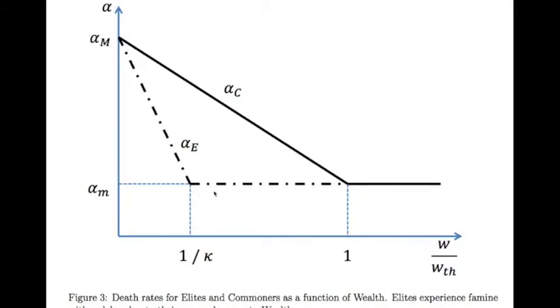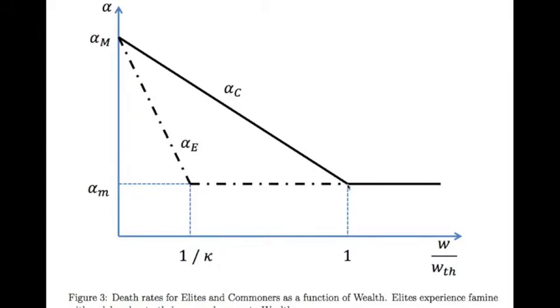Now, if you start running into lower values of wealth, then you will reach a threshold, and the threshold is going to be different for the commoners than for the elites. Actually, the elites are able to subsist at a much lower level of wealth. That's denoted with this coefficient kappa, which is an inequality ratio. And we'll see more of this in a second.